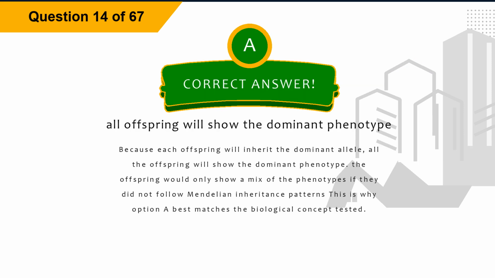The correct answer is option A, all offspring will show the dominant phenotype. Explanation: Because each offspring will inherit the dominant allele, all the offspring will show the dominant phenotype. The offspring would only show a mix of the phenotypes if they did not follow Mendelian inheritance patterns. This is why option A best matches the biological concept tested.